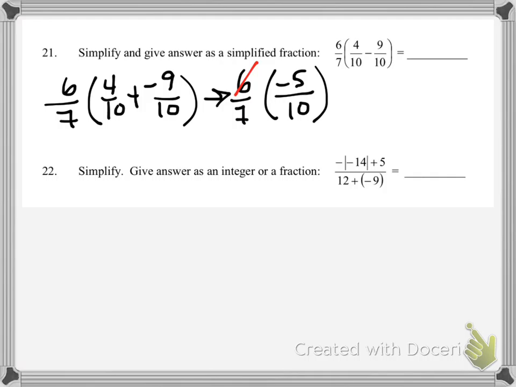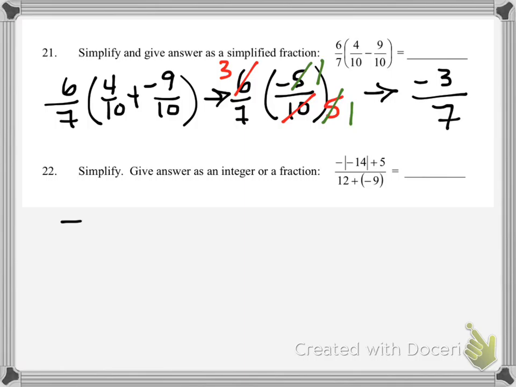So we have 6/7 times negative 5 over 10. We can do some simplifying. 2 goes into 6 3 times. 2 goes into 10 5 times. Remember, you can only do this simplifying when you're multiplying fractions together. You can't do this when you're adding fractions together, subtracting them. Now I can see that 5 goes into 5 once, and 5 goes into negative 5 negative 1 times. So multiplying straight across, I get 3 times negative 1 is negative 3, and 7 times 1 is 7 for your final answer.